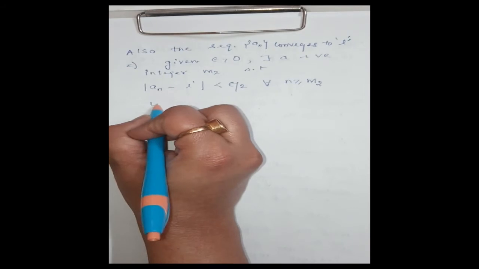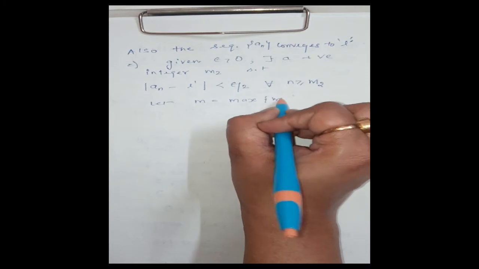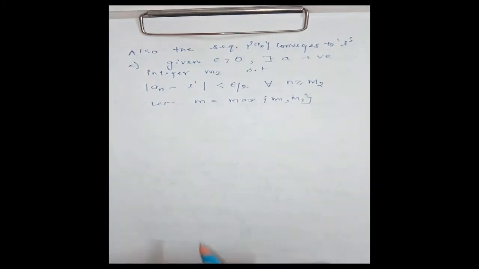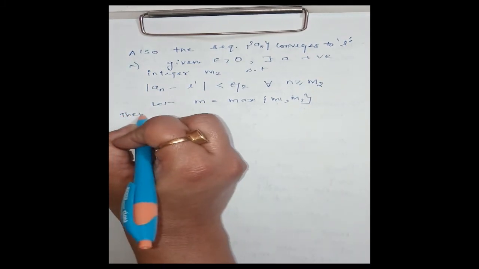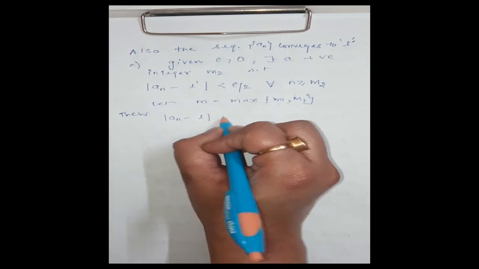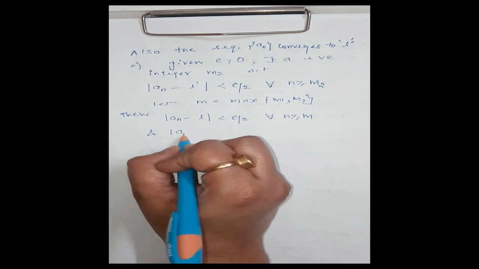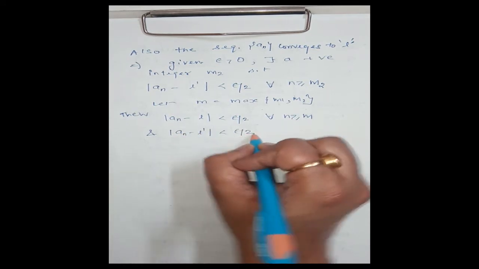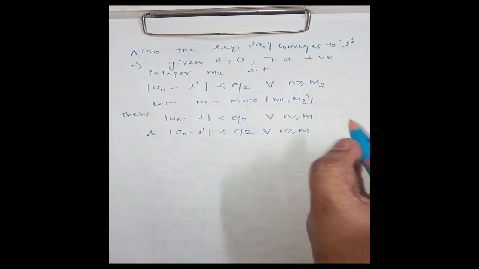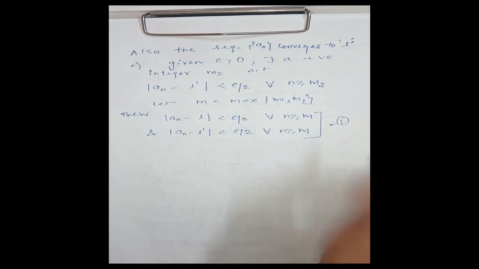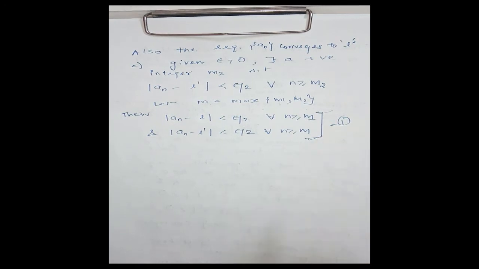Now let m be the maximum of m1 and m2. Then we have mod a_n minus L is less than epsilon by 2 for all n greater than or equal to m, and mod a_n minus L dash is less than epsilon by 2 for all n greater than or equal to m. Mark this as 1. Since we have taken m to be the maximum, this holds for m also.